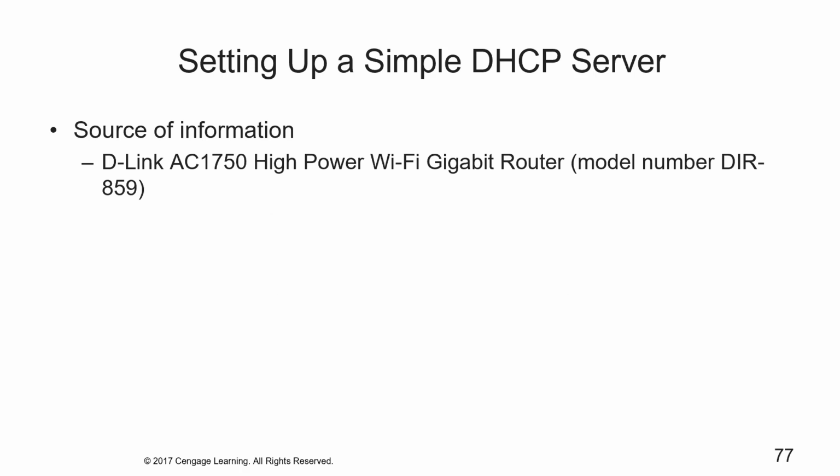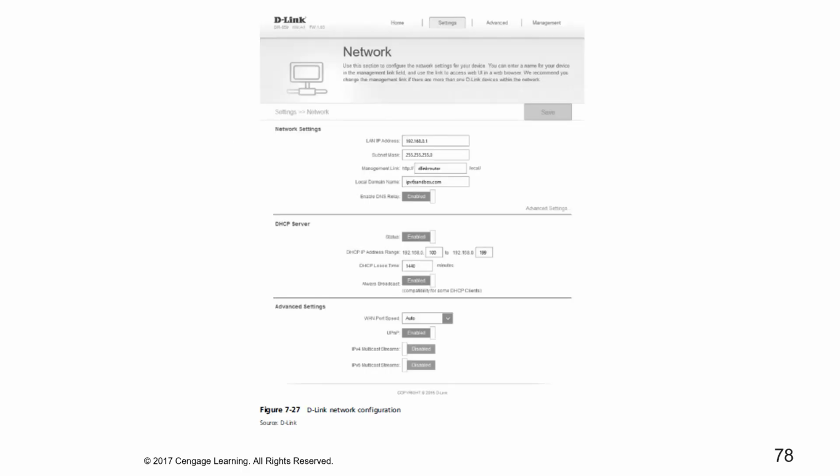As an example, you can set up a simple DHCP server on a gigabit router you have at home. This is an example using the D-Link AC1750. I've never used this specific router, but you can take pretty much any consumer off-the-shelf router and configure this at home using many of the options that we've talked about today.